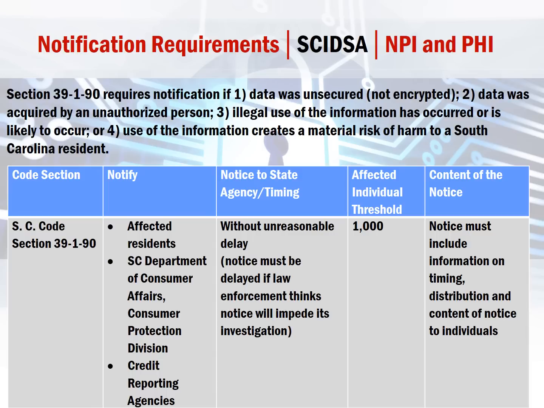As the preceding slide indicated, the notification requirements under the law are based on the requirements of section 39-1-90. And that law basically requires notification if the data was unsecured, that means non-encrypted, the data was acquired by an unauthorized person, illegal use of the information has occurred or is likely to occur, and use of the information creates a material risk of harm to a South Carolina resident. The rest of the information on the slide shows you who you're required to notify, what the threshold is for notice, and what the content of that notice needs to be.